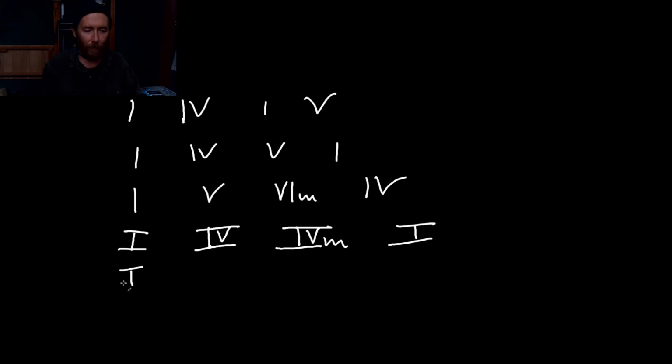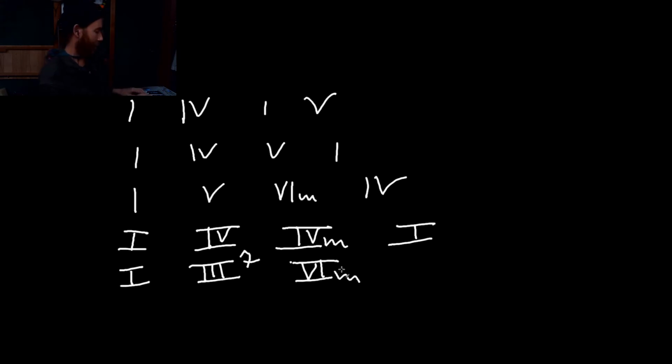There's another classic one: 1, and then you walk up to a 3, 7, and then the 6 minor. They do this in Georgia. This is the 1 to the 3, 7 to the 6 minor, right? Kind of happens in ragtime a lot. And there's just a million of these.